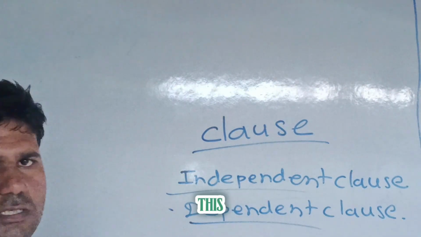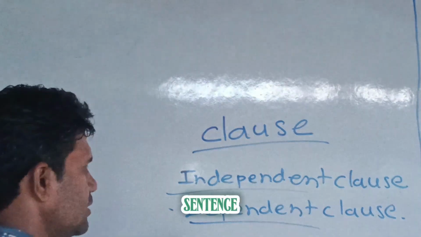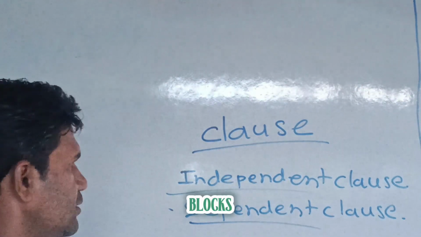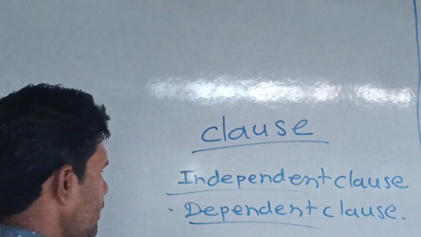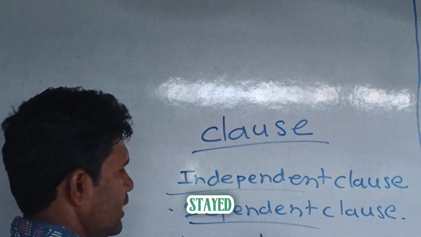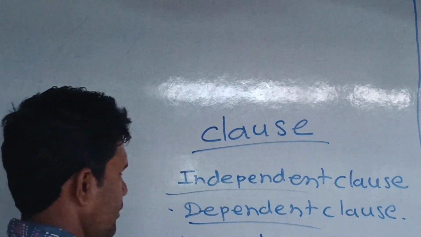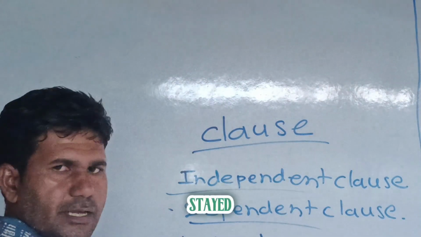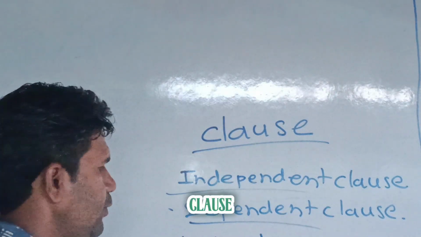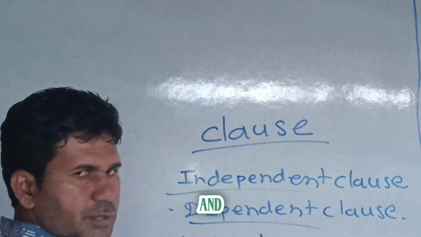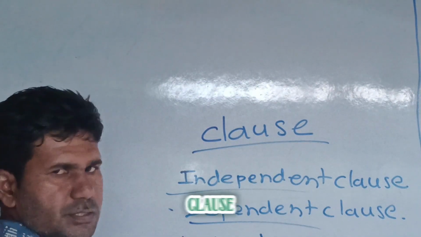We'll see this with an example. Let's write a sentence with two blocks. We stayed inside. We is the subject, stayed is the verb. This is a clause: we stayed inside. It contains a subject and a verb. This is a clause.